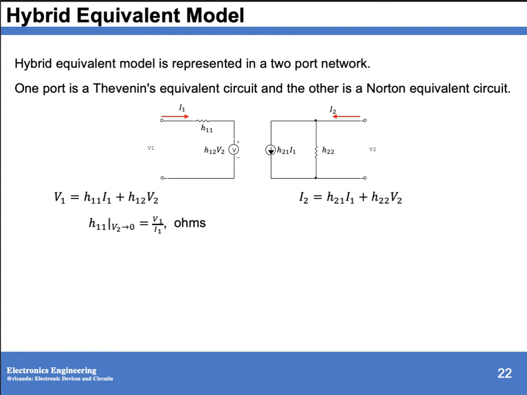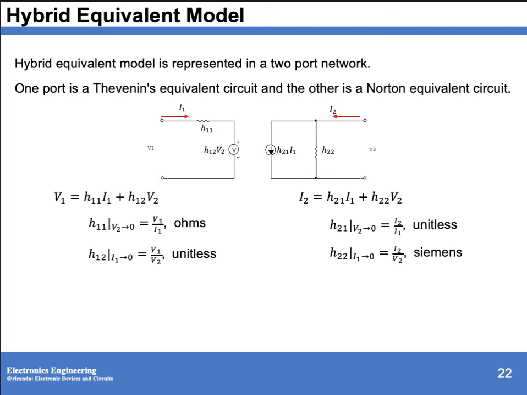we can solve for your H11 as equivalent to V1 over I1. So V over I, that is equivalent to a resistance, so we have a unit of ohms. And if we have to set I1 to 0, then we can solve H12, which is equal to V1 over V2. So we have voltage over voltage, that is unitless. On the other side, if we have to set V2 to 0, then we can solve H21, which is I2 over I1. The same, current over current, that is unitless. And if we have to set I1 to 0, then we have I2 over V2.